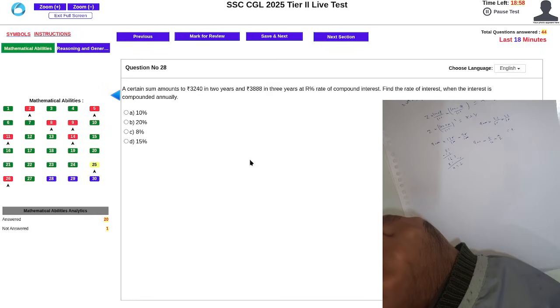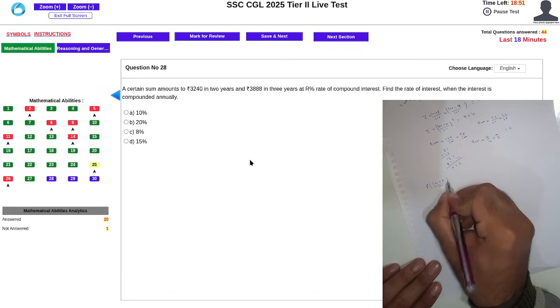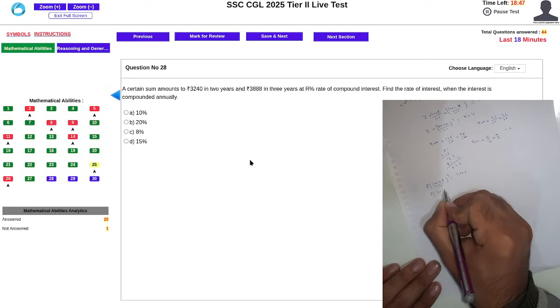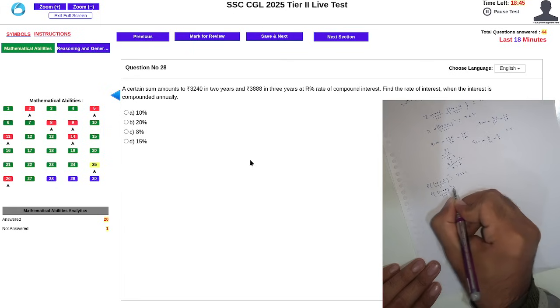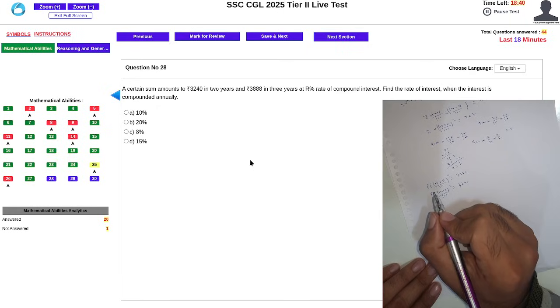Sum lent at compound interest for 2 years and 3 years. 3 years. P into 100 plus R upon 100 is to 3888. P into 100 plus R upon 100 plus R is to 3240. Set.